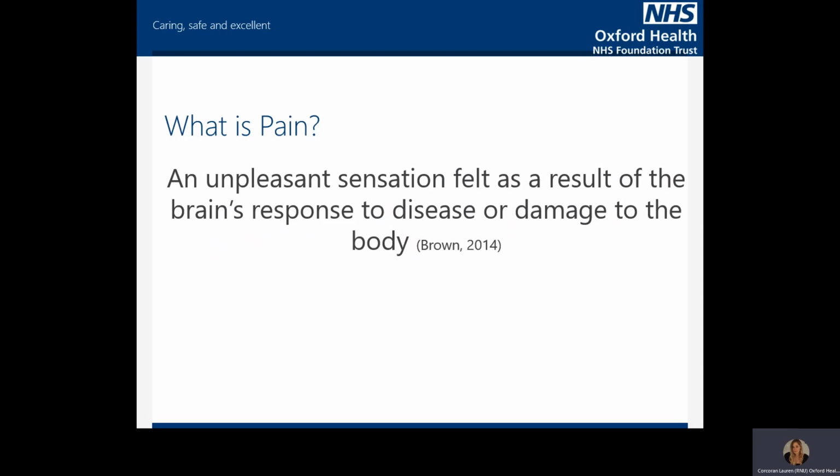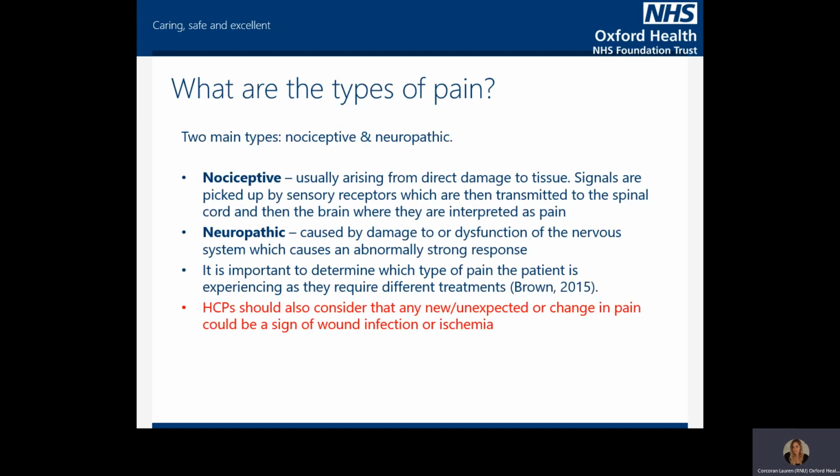So just to begin, what is pain? The definition of pain is that it is an unpleasant sensation felt as a result of the brain's response to disease or damage to the body. And that's Brown 2014. And what are the types of pain? So there are actually two main types of pain. They are nociceptive and neuropathic pain.